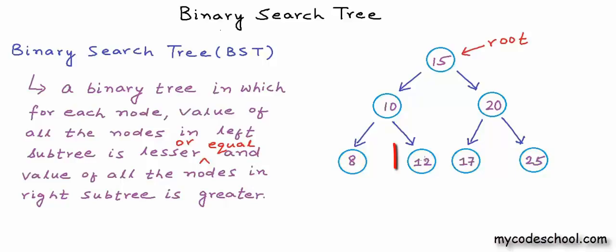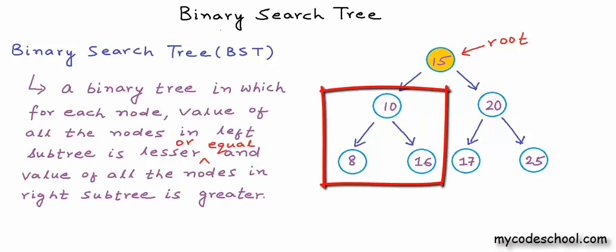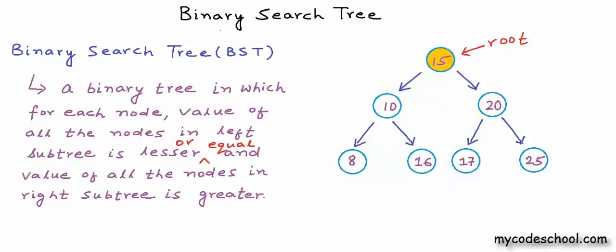Now what if I change this value 12 to 16? Is this still a binary search tree? Well, for node with value 10 we are good. The node with value 16 is in its right, so not a problem. But for the root node, we have a node in left subtree with higher value now. So this tree is not a binary search tree. I'll revert back and make the value 12 again.